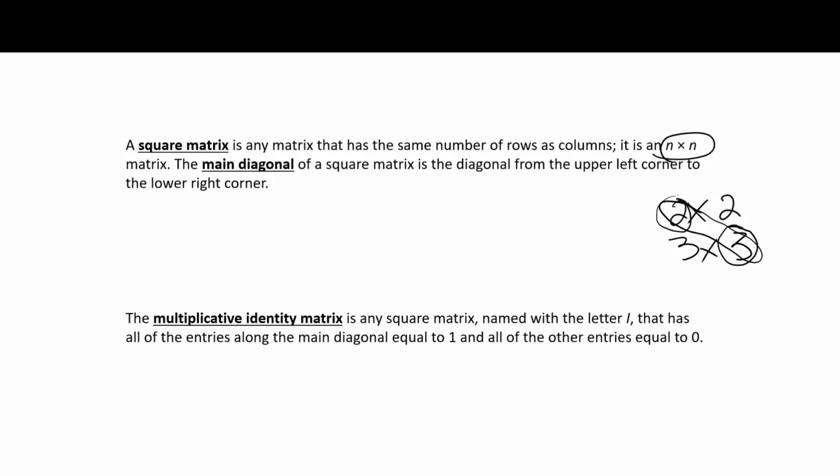The multiplicative identity matrix is any square matrix named with the letter I that has all of the entries along the main diagonal equal to 1. So let's just see. Here's our main diagonal. I'll do a 3 by 3. It's going to have zeros here. And you may recognize this from before when we were doing some intercepts here. So here's our main diagonal, all right, and all of the other entries are equal to 0.